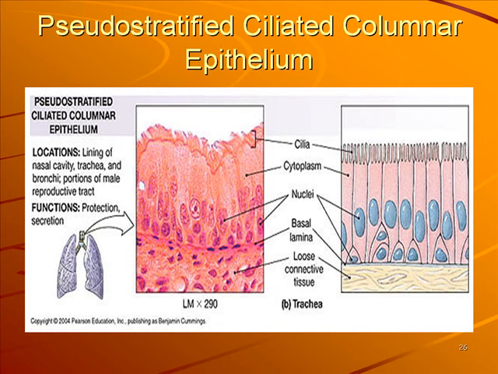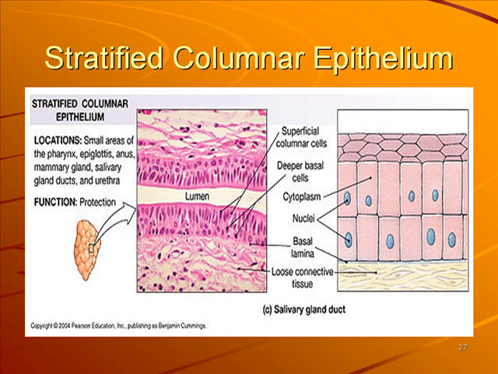Okay? Pseudostratified columnar epithelial tissue is located in what organ structure? Give me two examples. You should be able to tell me the respiratory system and the reproductive system. Okay? Everybody follow me? Very good. Stratified columnar epithelial tissue is located in small areas of the pharynx, epiglottis, mammary gland, salivary glands, urethra.